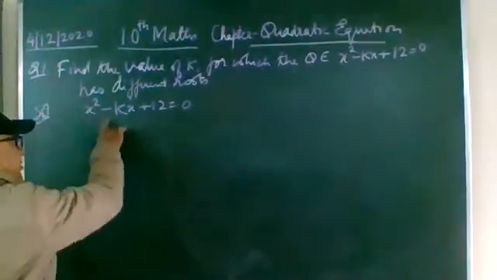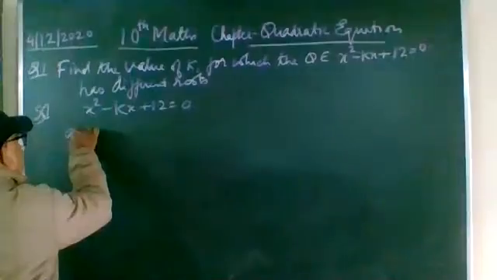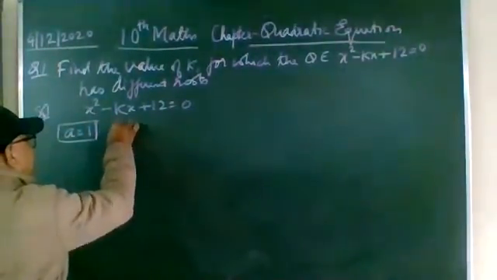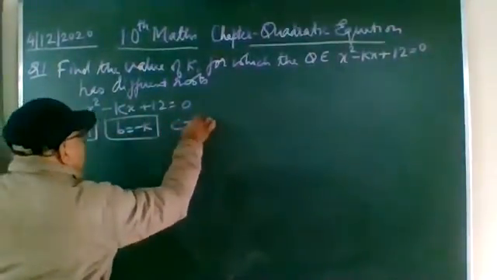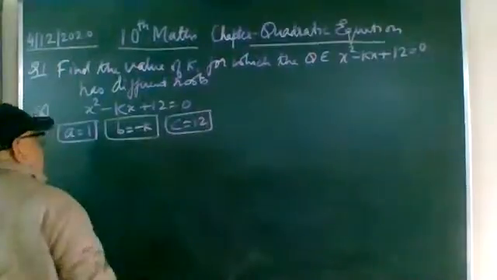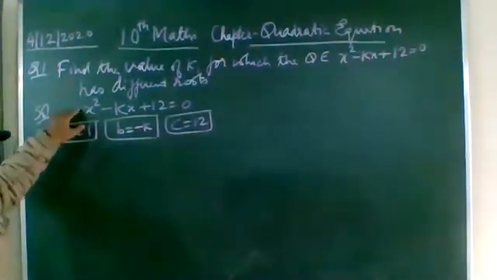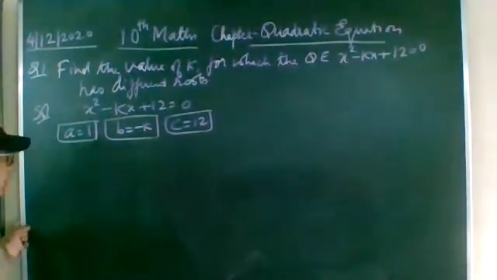This quadratic equation is already written in the standard form. So you will say a equal to 1, the coefficient of x square is 1. B is minus k. C is 12. This is what you have to see first: whether the equation given is written in the standard form or not. If it is not written in the standard form, try to write it in the standard form. A equal to 1, B equal to minus k, C equal to 12.